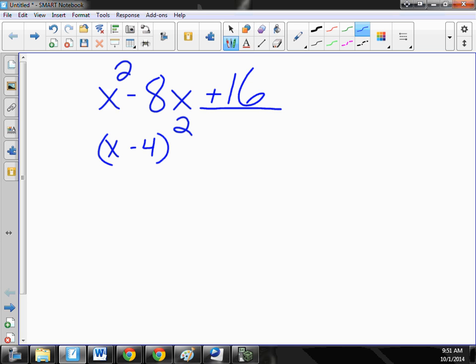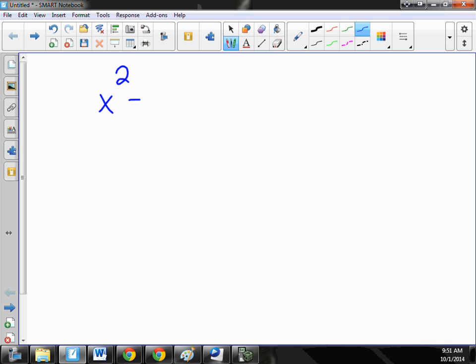Any quadratic can be turned into a perfect square. Okay? Any quadratic, if you change the constant, can be turned into a perfect square. Sometimes it's a little harder, but a lot of times it's easy. X squared minus or plus 12x. What number would complete the square?